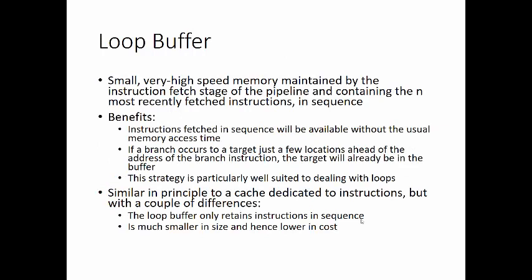The loop buffer approach makes use of a small, very high-speed memory maintained by the instruction fetch stage of the pipeline and containing the n most recently fetched instructions in sequence. This is beneficial because instructions fetched in sequence will be available without the usual memory access time. If a branch occurs to a target just a few locations ahead of the branch instruction, we'll already have that target in the buffer. This strategy works particularly well when you're dealing with loops, because that's how loops are structured, and that's why it's known as loop buffer.